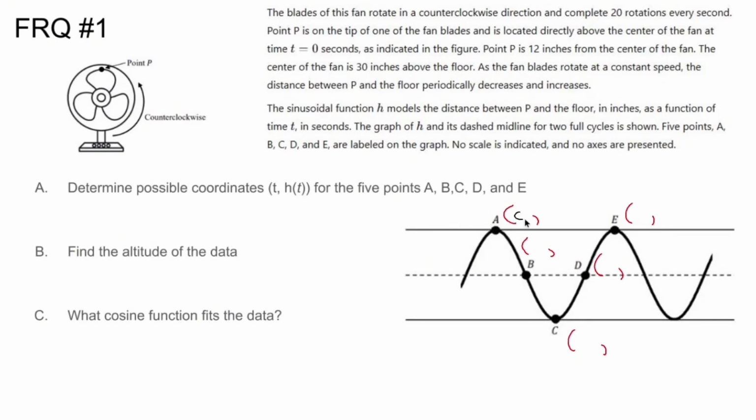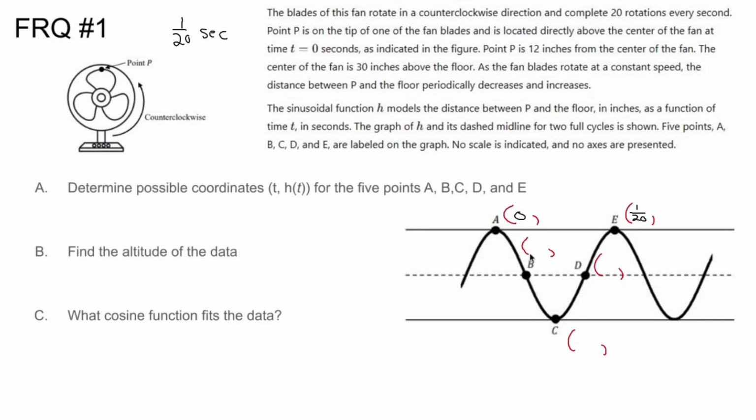I'm starting at 0. Now, it rotates 20 times per second, which means it completes an entire cycle every 1/20th of a second, so E is at 1/20th. Now, to find B, C, and D, you compare where B, C, and D are versus E, and then use a fraction to multiply it by 1/20th.